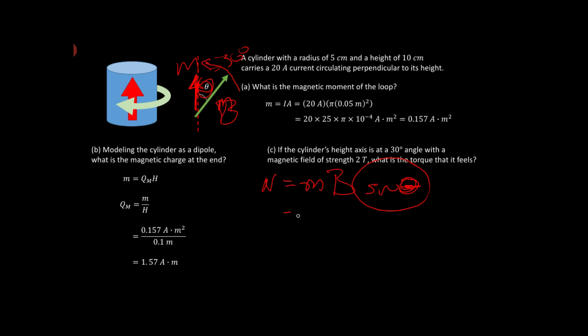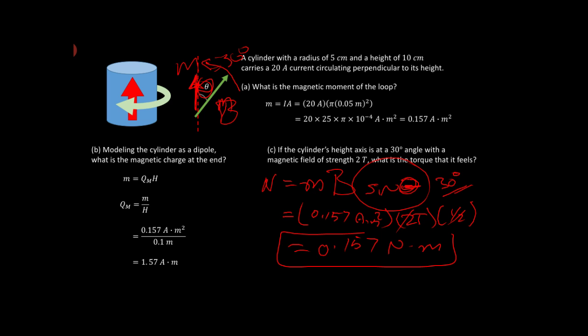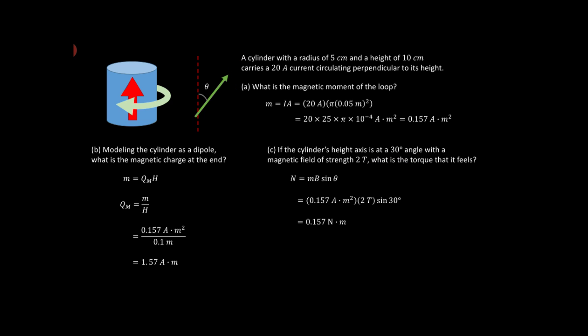All right, so that M we calculated was 0.157 amp meters squared. B is 2 Tesla, and sine of 30 degrees is 1/2. So we can get rid of the 2's right away, and we just have 0.157. That's going to be Newton meters. Okay, so there we did it.